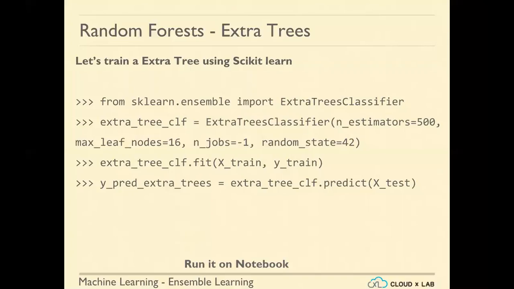Kamal's question is, I really do not see the value of choosing a random threshold for each feature rather than searching for the best possible threshold. The idea is that, one, it will introduce more diversity in making the trees. Second, it makes it faster.